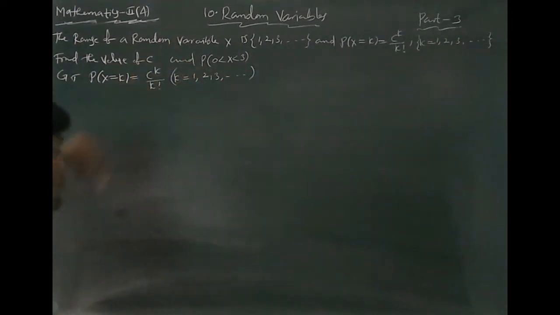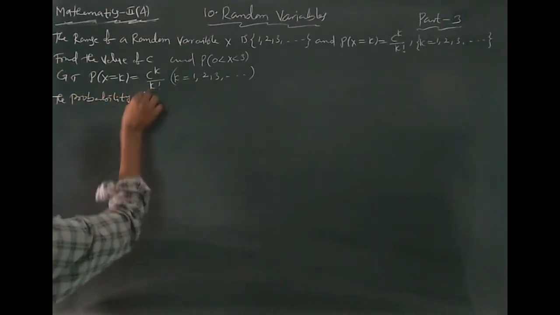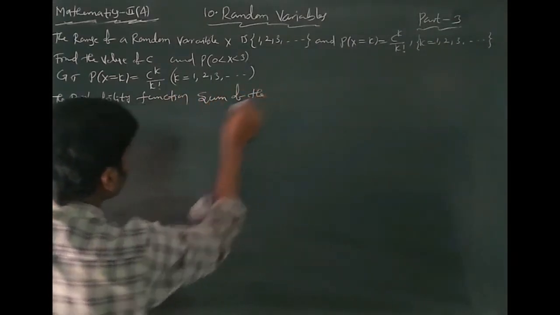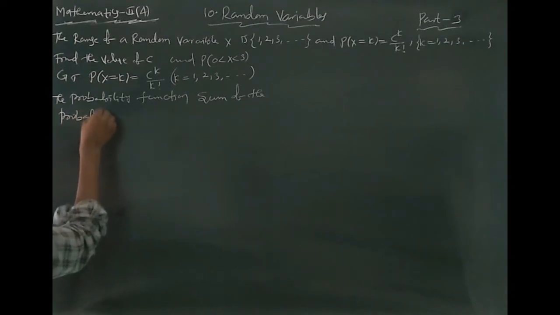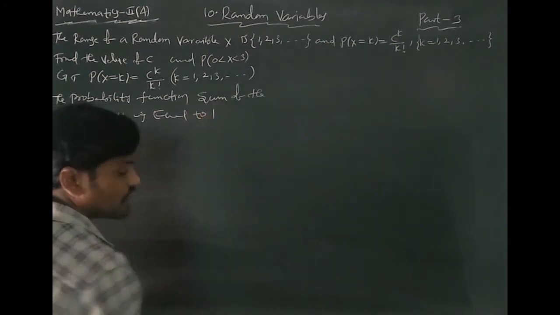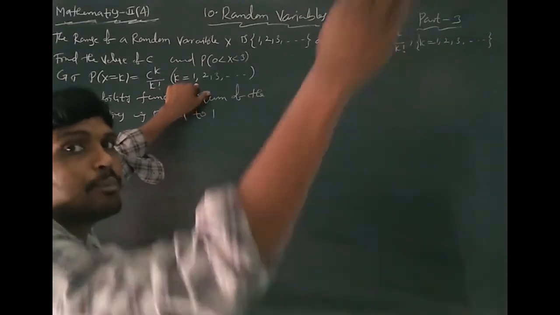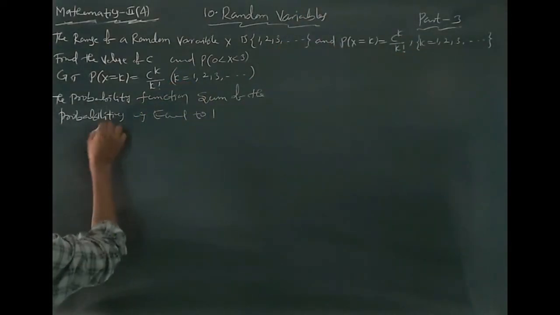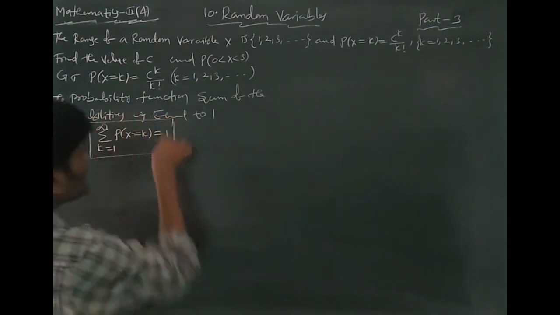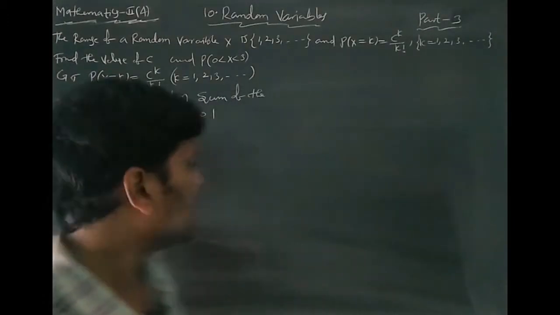This value is given. We know that for a probability function, the sum of the probabilities is equal to 1. You get the summation for k equal to 1, k equal to 2, k equal to 3, up to infinity. Summation of k equal to 1 to infinity of P of x equal to k is equal to 1. Here the range of the probability function is infinite, that's why you can write summation.